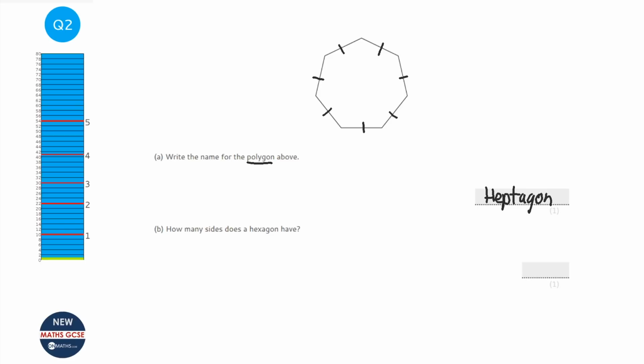Don't ask me why. Next, it says how many sides does a hexagon have. Now, I always got pentagon and hexagon mixed up until someone told me that the x in hexagon is the x in 6. So from then on, I know that a pentagon has 5 sides and a hexagon has 6. So a hexagon has 6 sides. It's really important that you know all the names of the shapes up until a 10-sided shape.